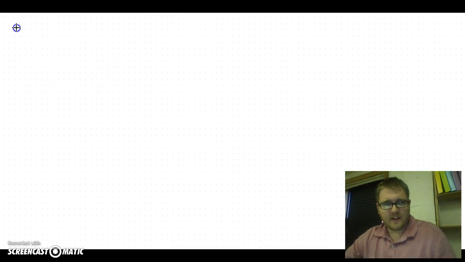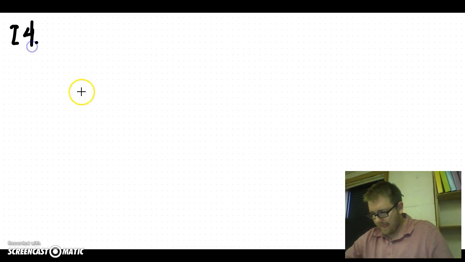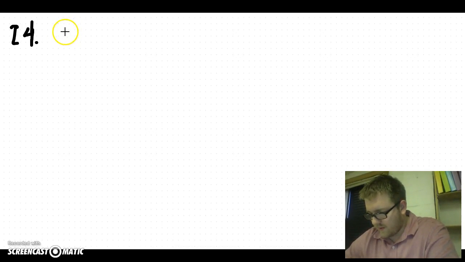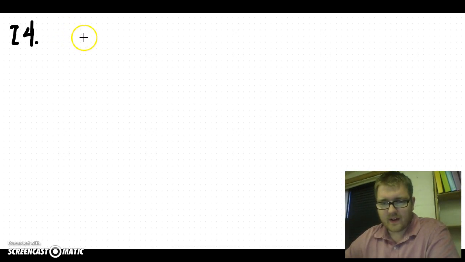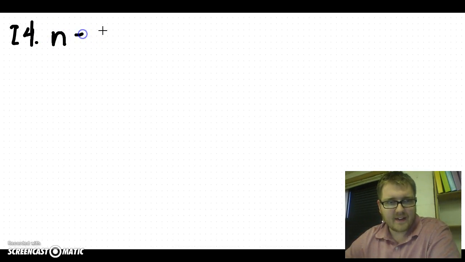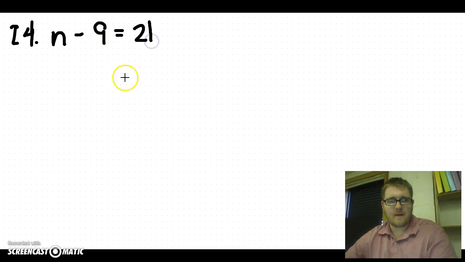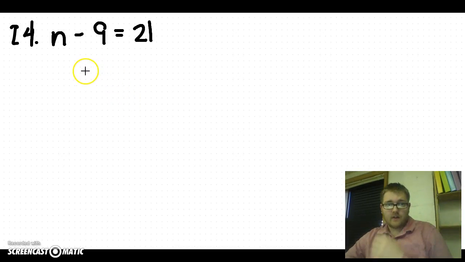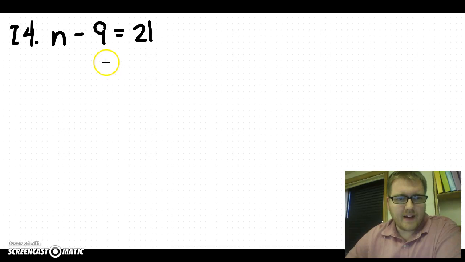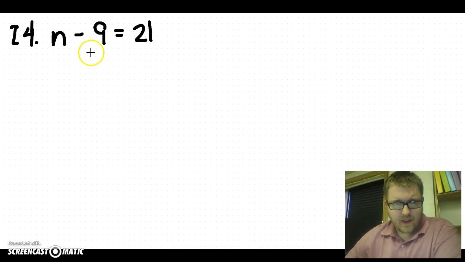All right, on the back of that, 24: a number minus 9 is 21. We want to define a variable, then write an equation to solve. So a number, any number n, minus 9 is 21. Remember, "is" means equals. So now I want to figure out what number minus 9 equals 21. We can go backwards. We can add 9 to 21 and figure out that it's 30, and 30 minus 9 gives us 21.